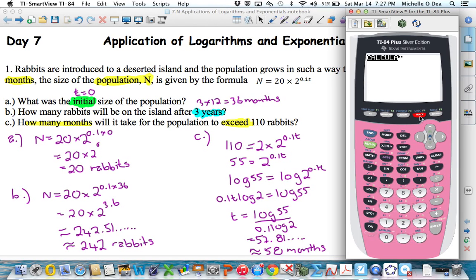So I go second trace. I want intersect. So I just choose number 5. And then just follow the prompts. It's on one of the curves. It doesn't matter which one's the first curve. Jumps to the second curve.